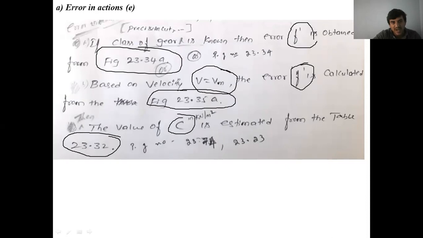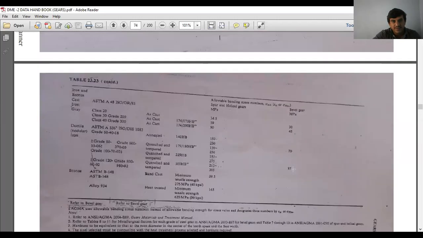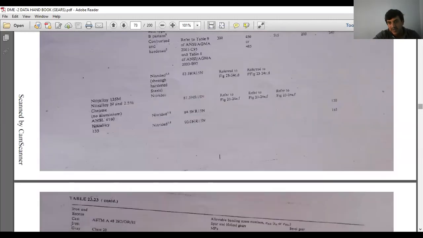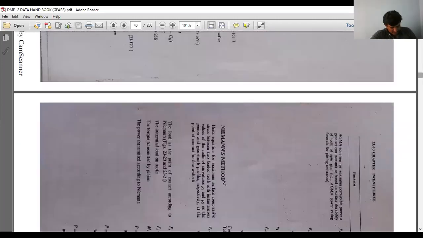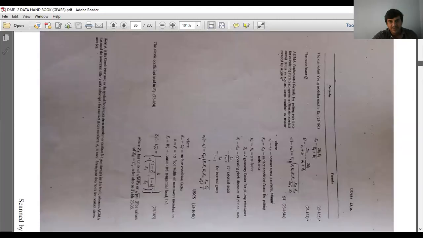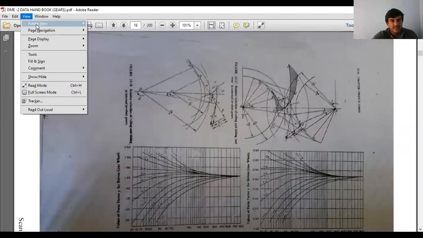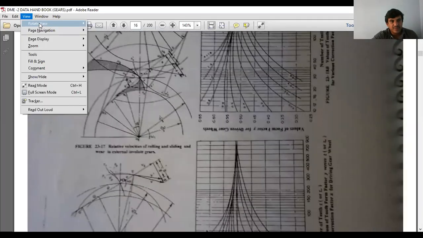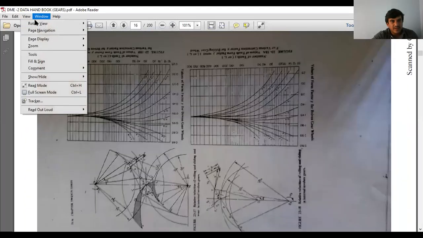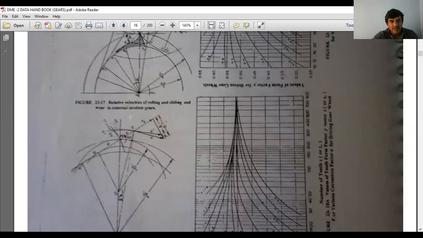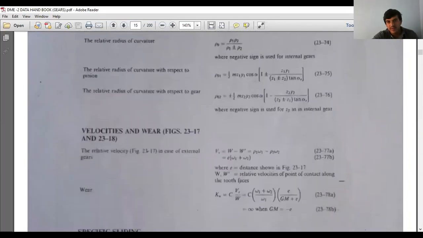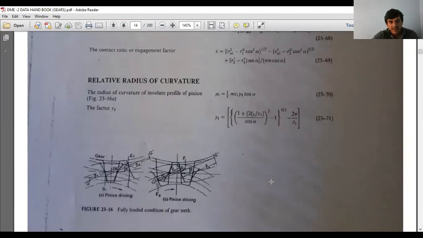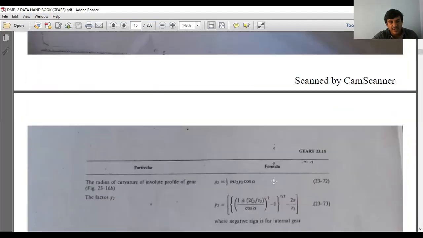Now again I'll move on to the data handbook. How to calculate the error in action? That is figure number 23.34a.